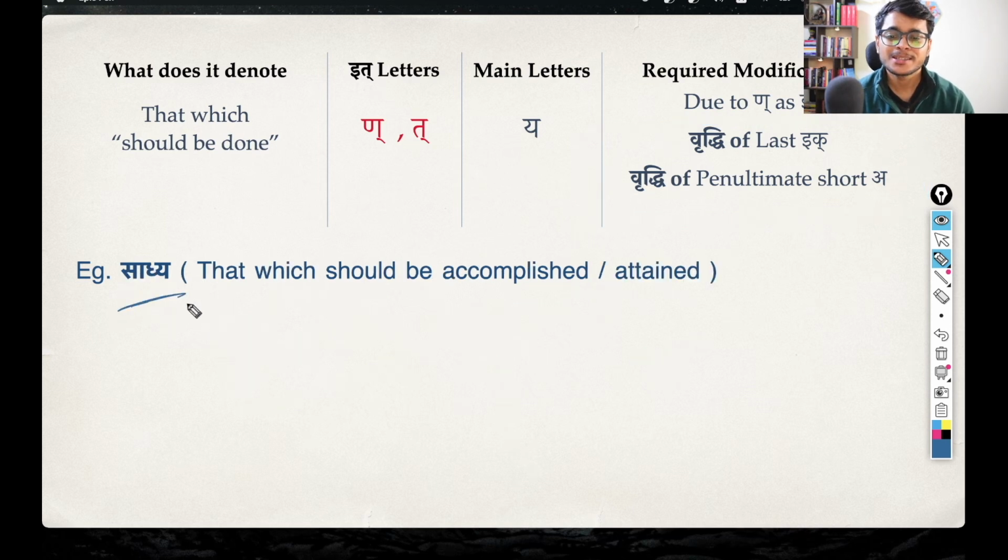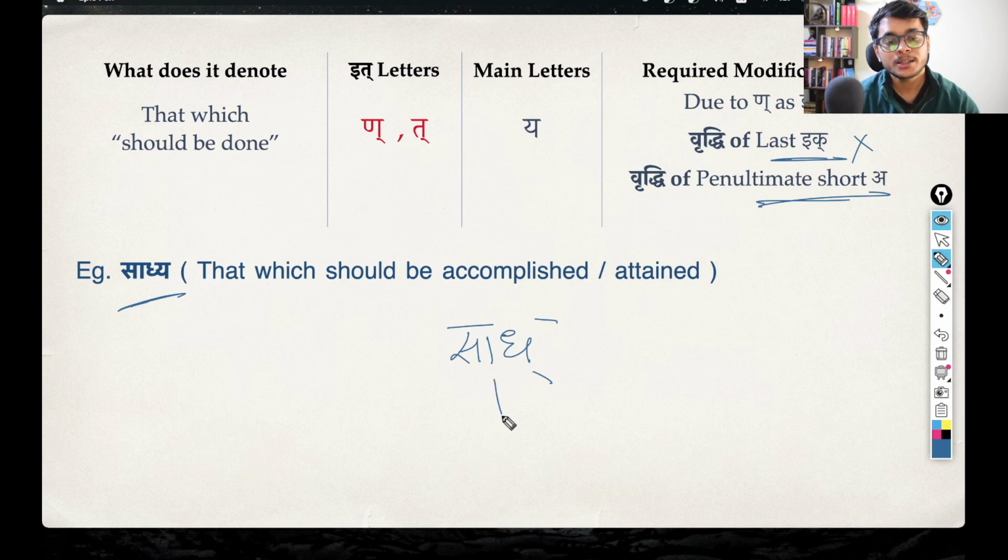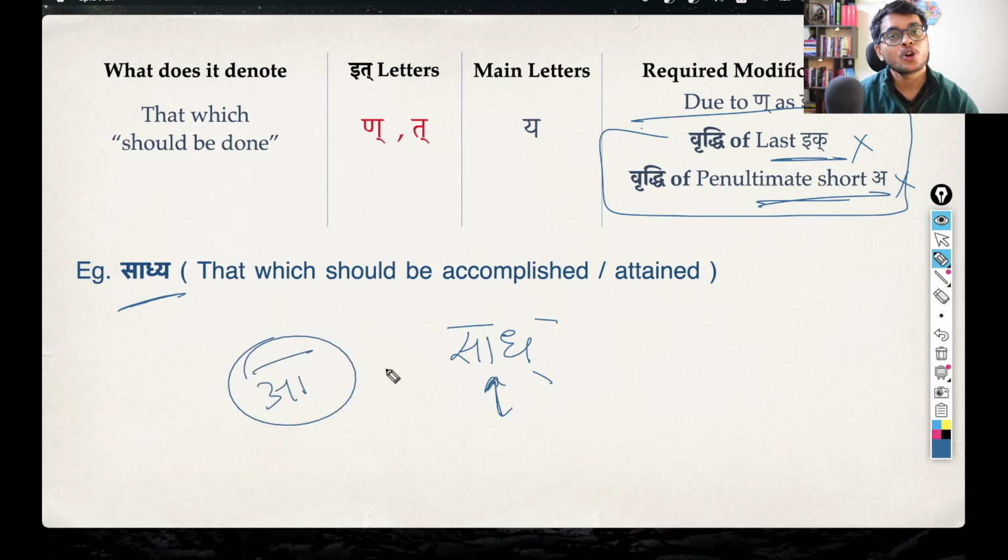And similarly, in this example also, sadhya, the dhatu sadh. No vriddhi modification was possible because the last ik is not there, and the penultimate short a is also not there. Here, the penultimate vowel is dirgha a. So this vriddhi also is not possible. So once the vriddhi modifications cannot happen, we can check for guna if it is possible. But here, the guna modification also was not possible because as the penultimate letter you have a dirgha a. This dirgha a does not belong to the short ik. So the guna modification also cannot happen here. So the sadh remained as such and it became sadhya.